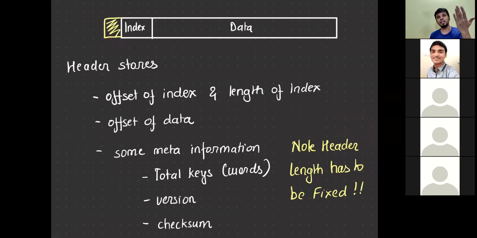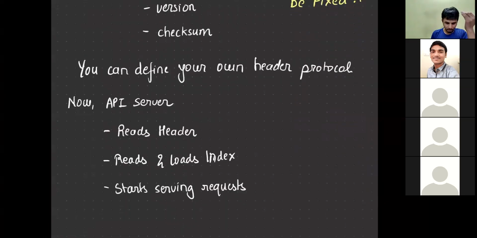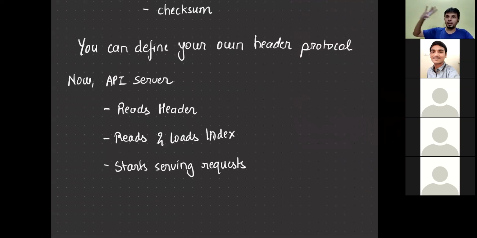So when your application server now boots up, from this one file on S3, instead of having two files, we're just having one file. From this one file on S3, it would first read the header. From the header, it would get information that from this offset to this offset is my index. So it would read that offset range as the index, load it in memory, and start serving the requests.